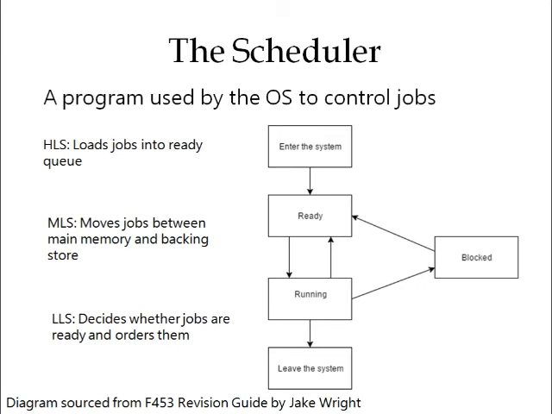The high-level scheduler places jobs into the ready queue. It is also responsible for making sure the system isn't overloaded. The medium-level scheduler swaps between main memory and the backing store. The low-level scheduler moves jobs in and out of the ready state. It decides the order in which jobs are placed in the running state, using scheduling algorithms.